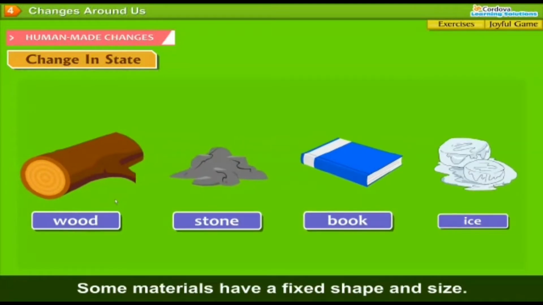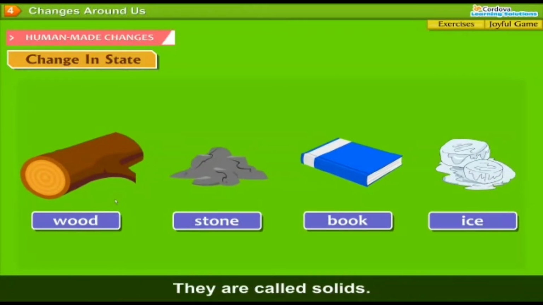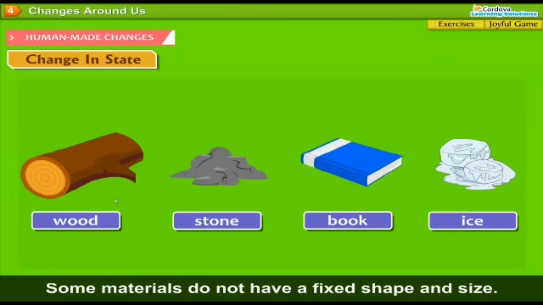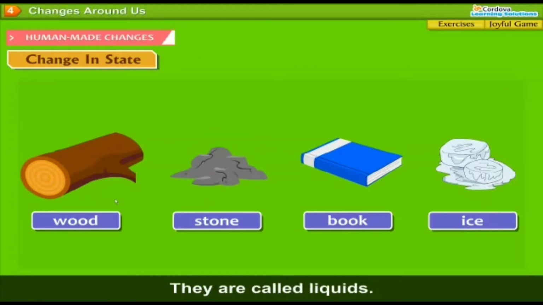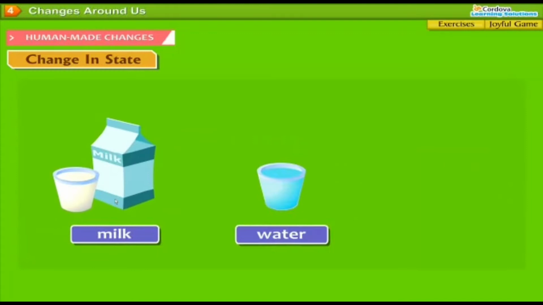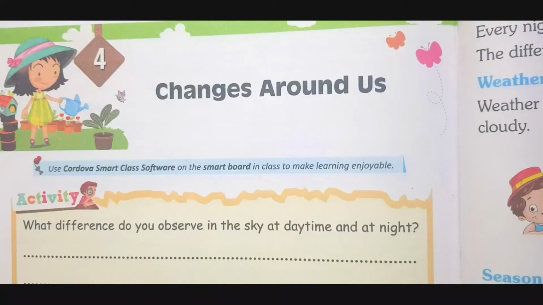Some materials have a fixed shape and size. They are called solids. Wood, stone, book, ice. Some materials do not have a fixed shape and size. They take the shape of the vessel in which they are kept. They are called liquids. Milk, water, juice.